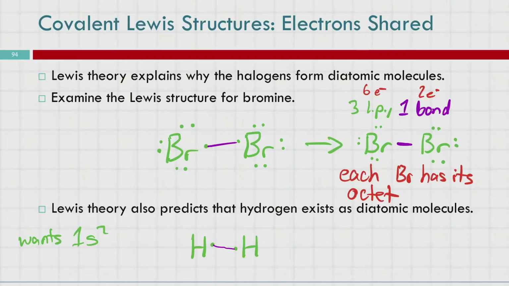So it forms a bond with another hydrogen. And so we end up with hydrogen bonded to hydrogen. And since this bond counts for both, now the left hydrogen has a duet and the right hydrogen also has a duet.